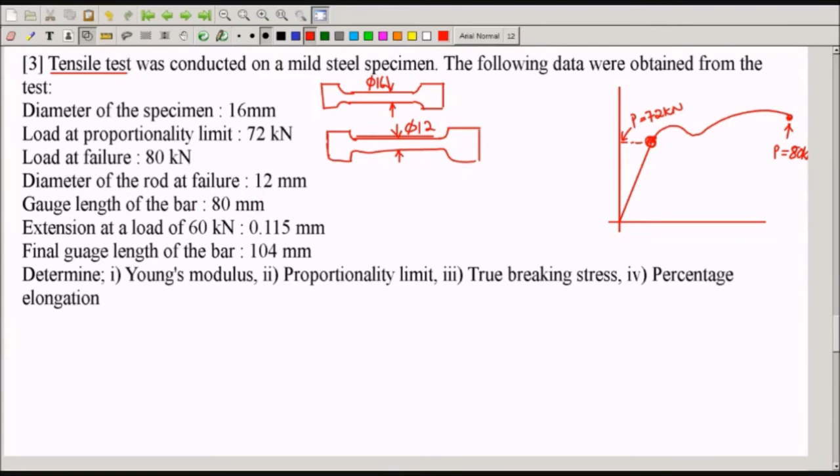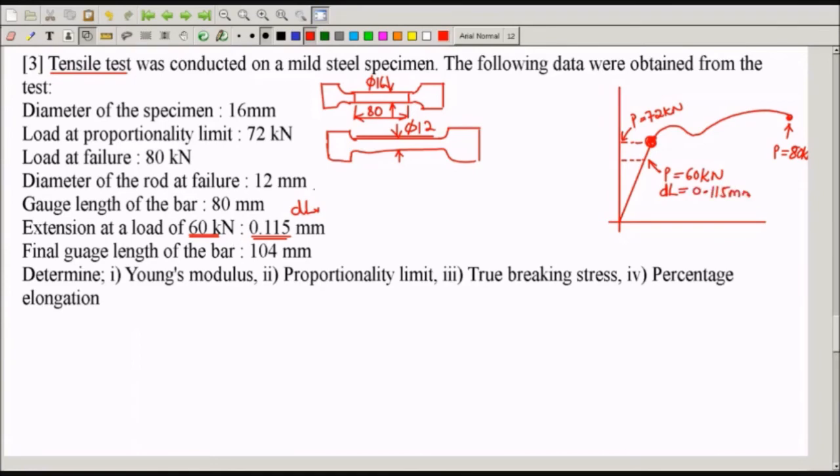Gauge length of the bar is 80 mm. This is measured as 80 mm. And extension at a load of 60 kilonewton is 0.115. And this 0.115 is nothing but DL. And this DL value is given at a load of 60 kilonewton. You see here in the stress strain diagram, this proportionality limit corresponds to 72 kilonewton. And this value is 60 kilonewton, which is less than that. So it will be somewhere here. So here, load is given as 60 kilonewton. And at that point, what is DL? DL is given as 0.115 mm.